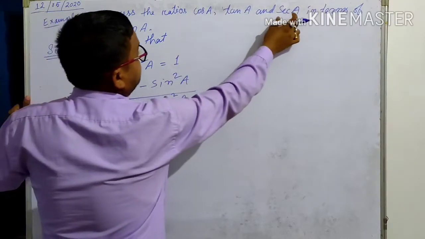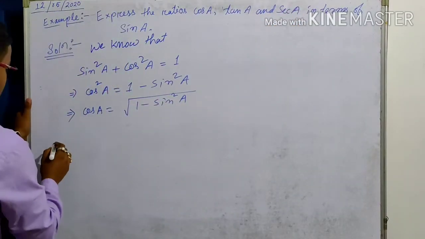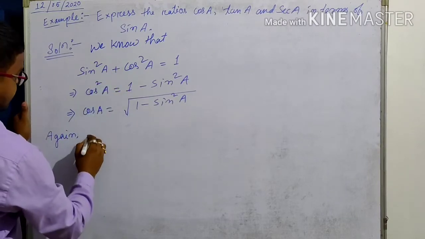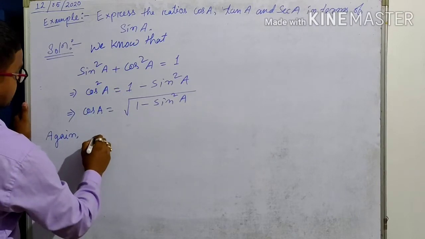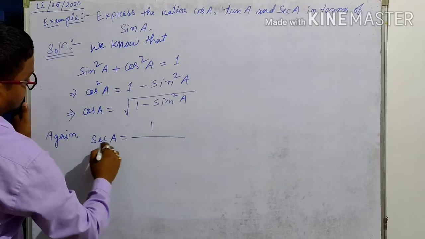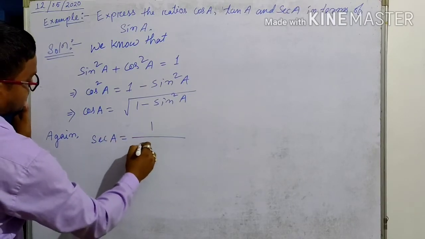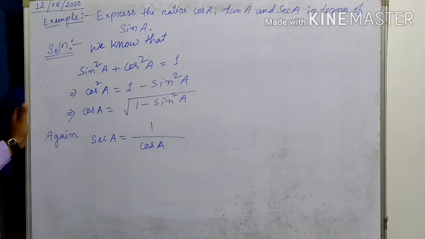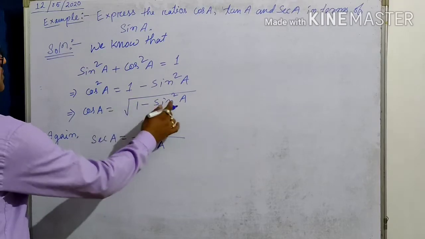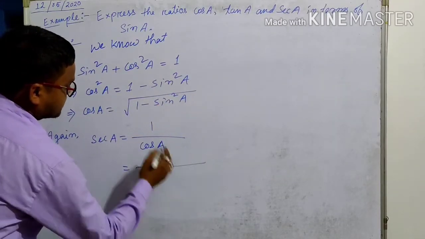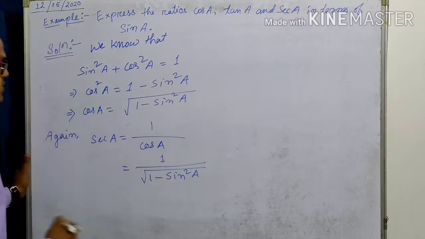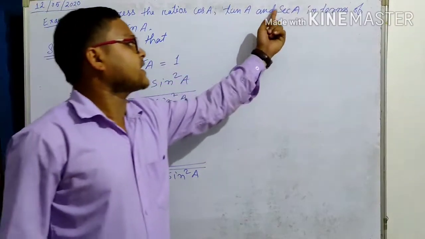Clear? So now you have to find sec a. We know there is one formula: sec a is equal to 1 by cos a. Already we get cos a is equal to root over 1 minus sin square a, so you put this value here. Now you have to express sec a in terms of sin a.